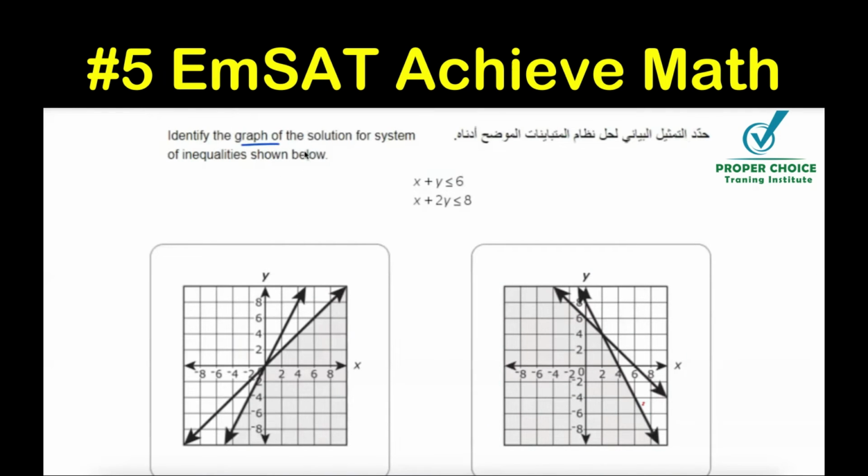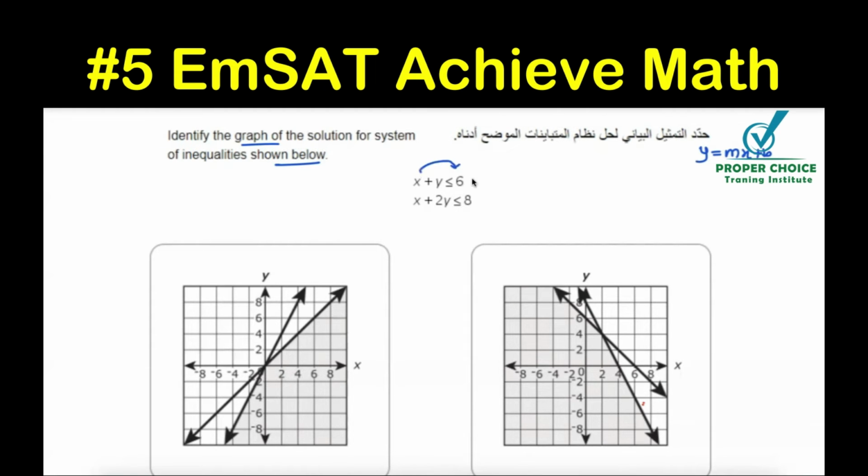Identify the graph of the solution for the system of inequalities shown below. So the two systems of equations with inequalities have been shown and they are asking us to recognize the graph for those. Now to recognize the graph, I should know how to roughly sketch those graphs. So while sketching the graph, it's better to convert this standard equation of inequality into slope-intercept form, which is in the form of y = mx + b, where m represents the slope and b represents the y-intercept. How do we do that?